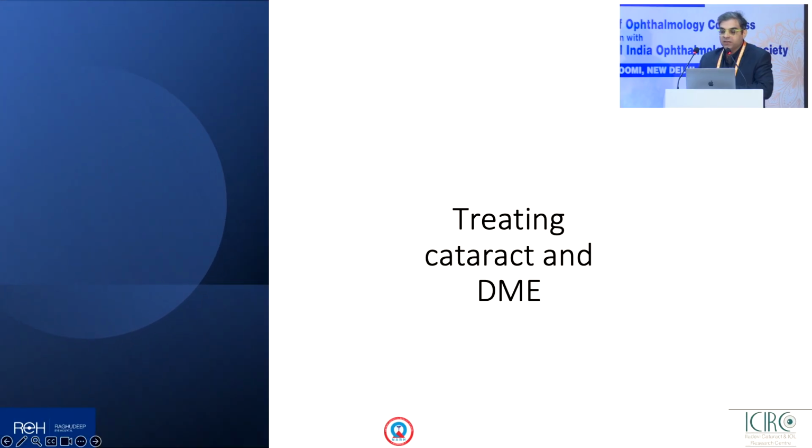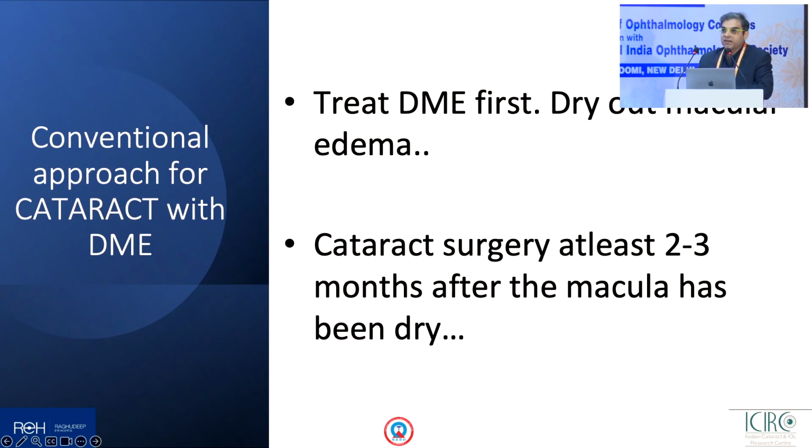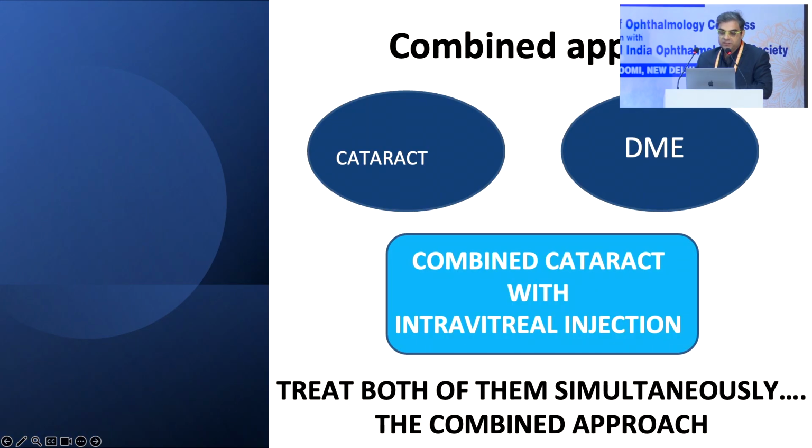So let us discuss how cataract and diabetic macular edema can be managed. There are two ways to do it. The first is the targeted macular treatment, that is, drying out the macula first by giving appropriate intravitreal injections or lasers, and once it is dry for some amount of time, maybe 2-3 months or so, we can proceed with the cataract surgery. The other way is treating the cataract and the diabetic macular edema together with appropriate intravitreal injections, which is known as the combined approach, and our lecture is based on that.